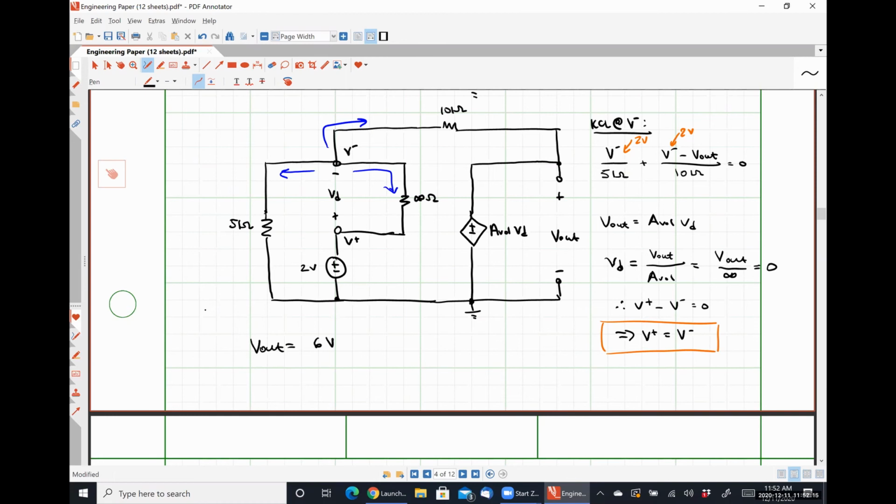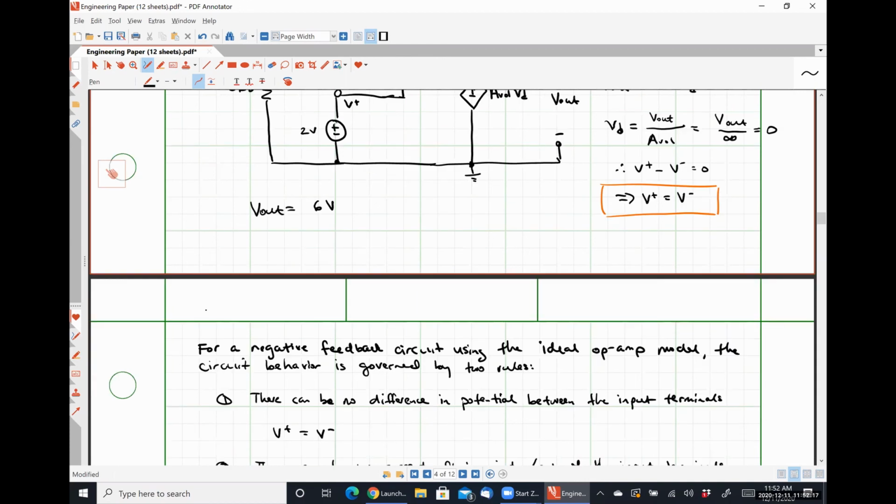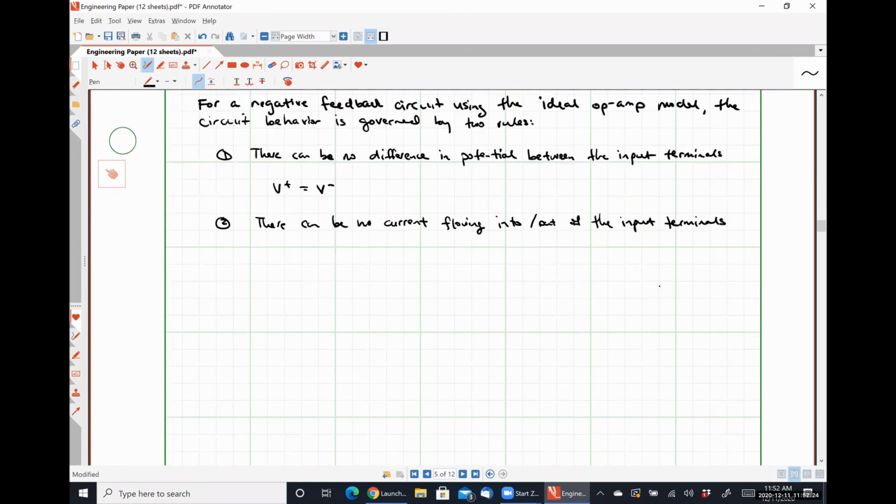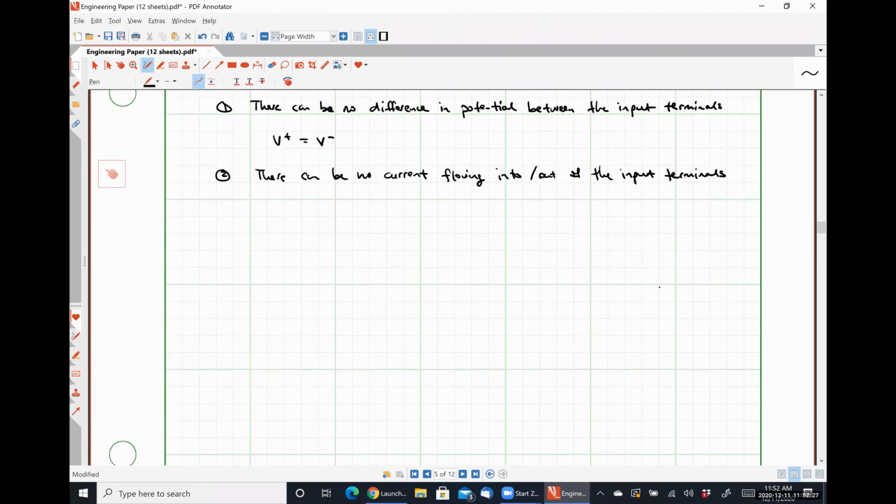But if we apply these two simple rules, analyzing negative feedback op-amp circuits becomes very trivial. It takes, I think, 4 steps. So I'm going to take a generic circuit. This is kind of kicking off the next lecture, technically, common op-amp topologies. Let's use the exact same circuit we just did, but make it generic, okay?